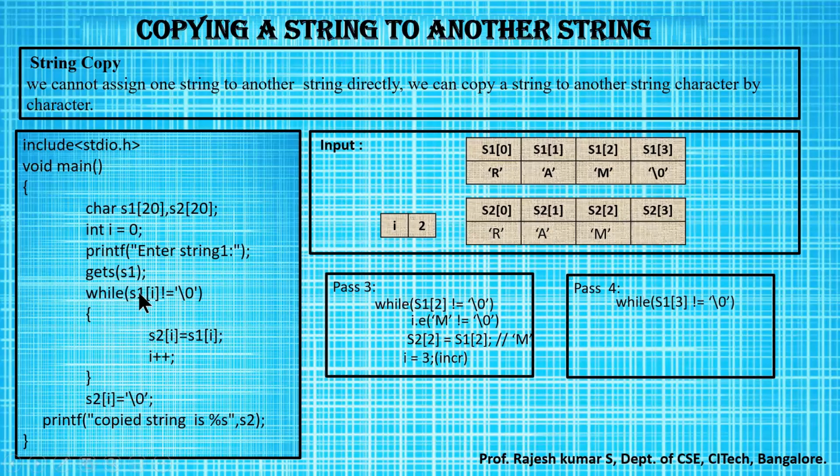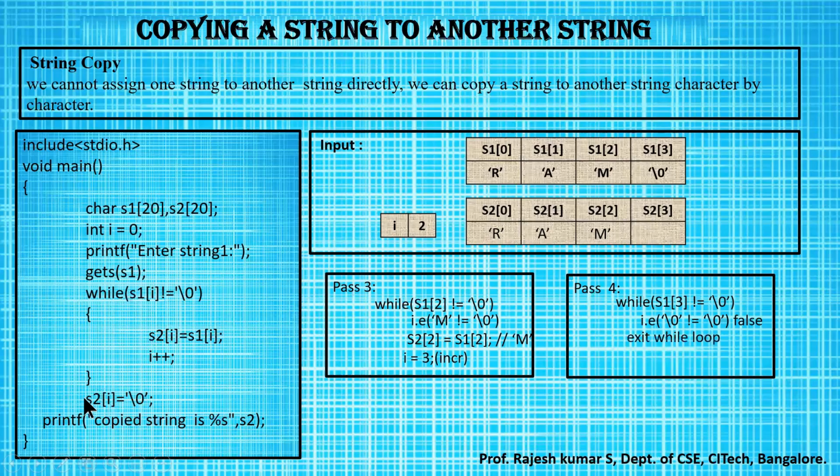I will become 3. When I becomes 3, I'm checking S1 of 3 not equal to null. S1 of 3, is it not equal to null? No, it is equal to null. The condition is false. Students, this indicates that we have reached the end of the S1 array. When this condition becomes false, we'll come out of the while loop. When we come out of the while loop, we know that I value is 3. Now see, on this particular occasion, the end of the string should always have a null value. We have to insert the null value here, right?